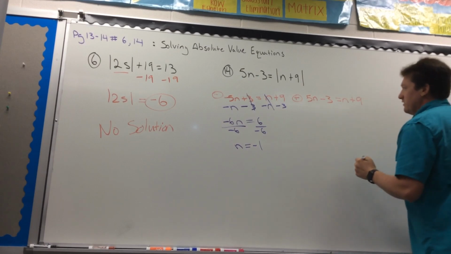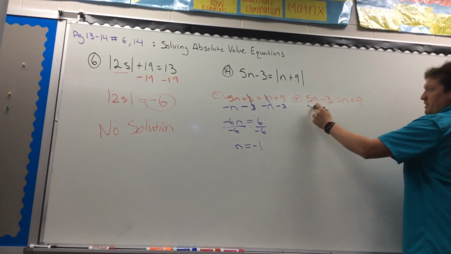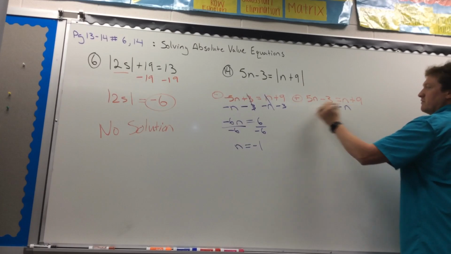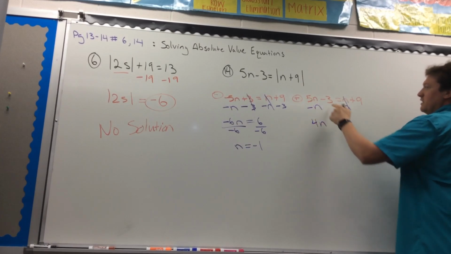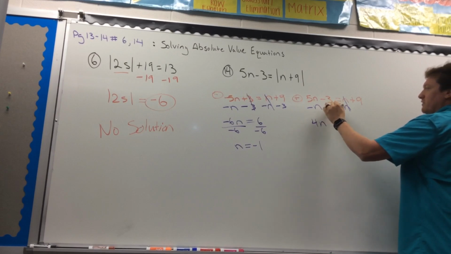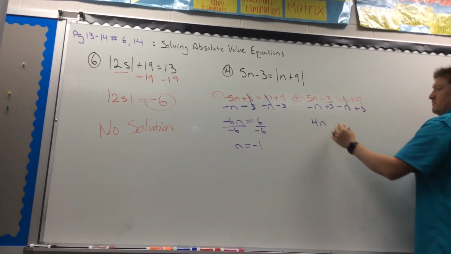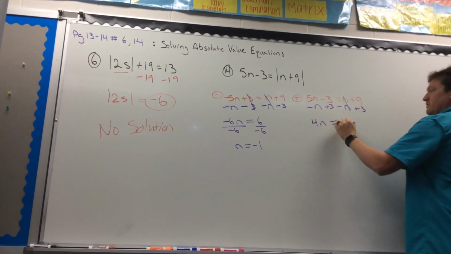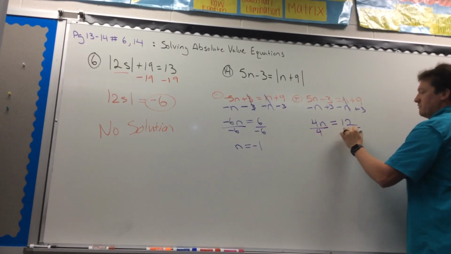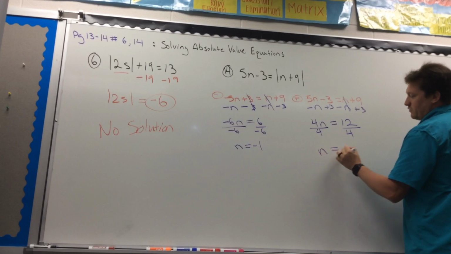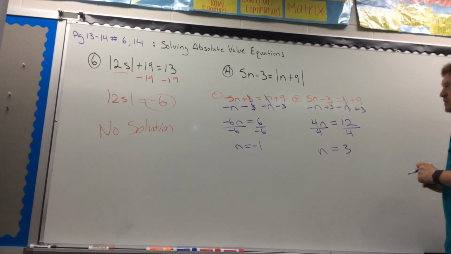The next side here, I'm going to go ahead and move the n to the other side as a negative. It cancels here. I'm left with 4n. I'm going to add 3 to both sides. That's going to give me 12. I'm going to divide by 4 on both sides, and that gets me n is equal to a positive 3. We must check to see if the answer works.